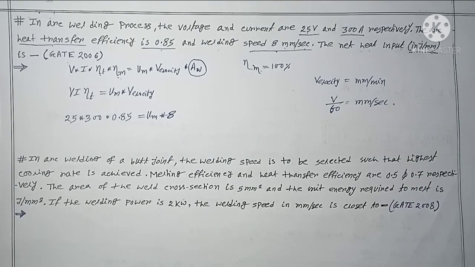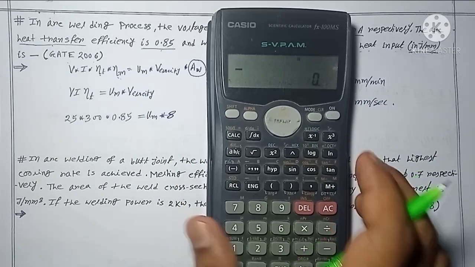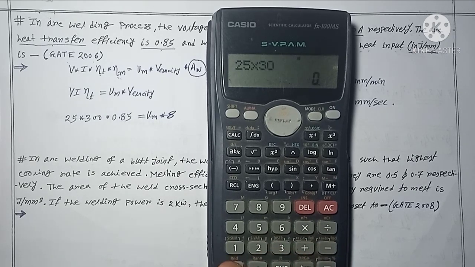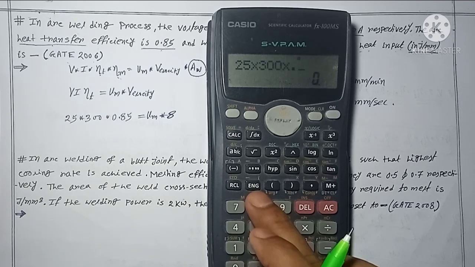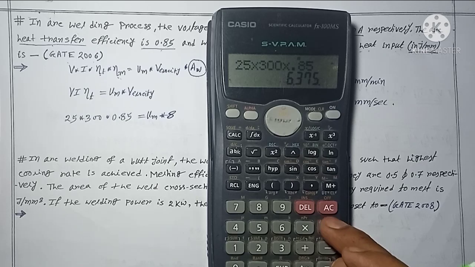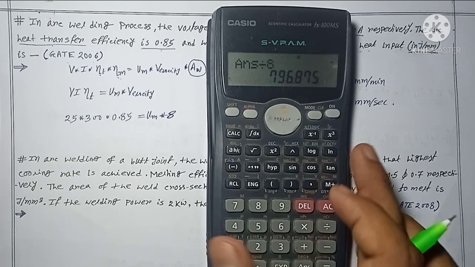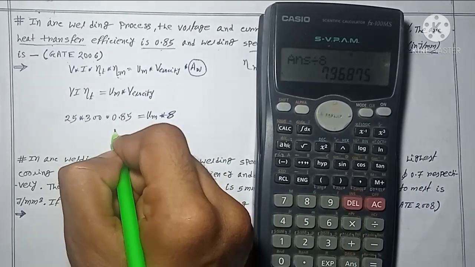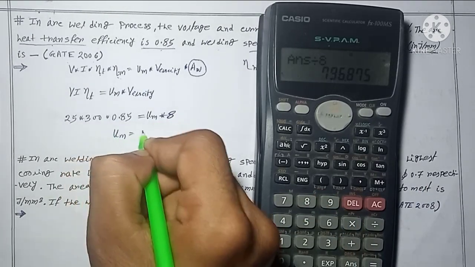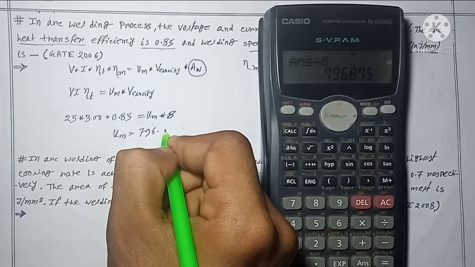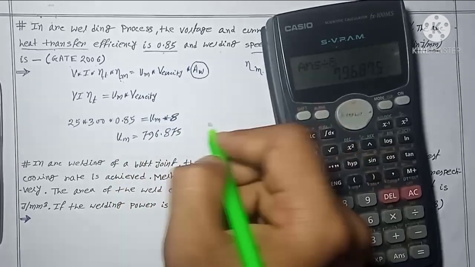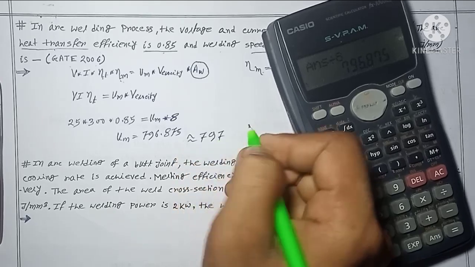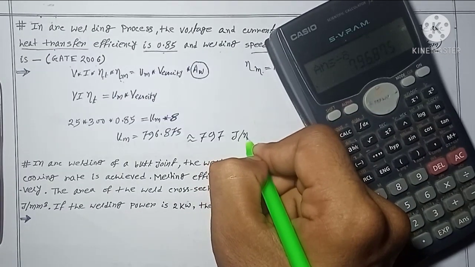Okay, with the help of a calculator let's solve this one. 25 into 300 into 0.85 divided by 8, we get 796.875 as the heat input. 796.875, approximately you can take it as 797 joule per mm.